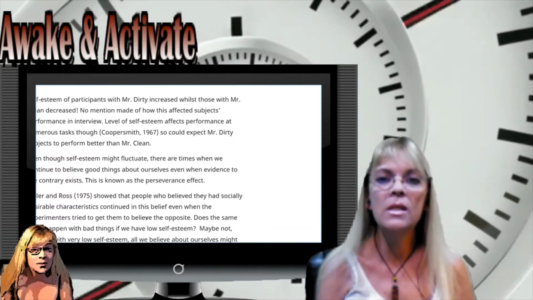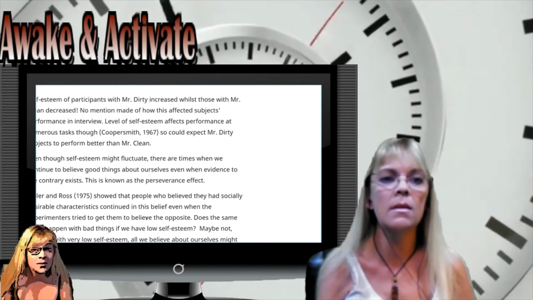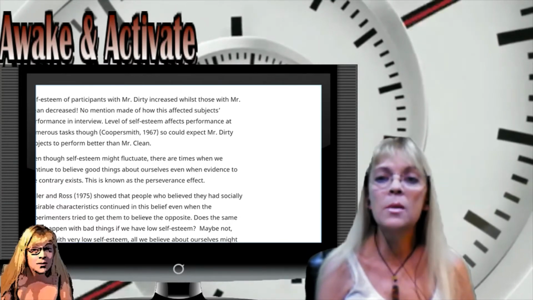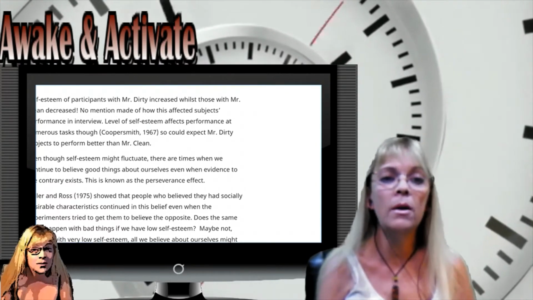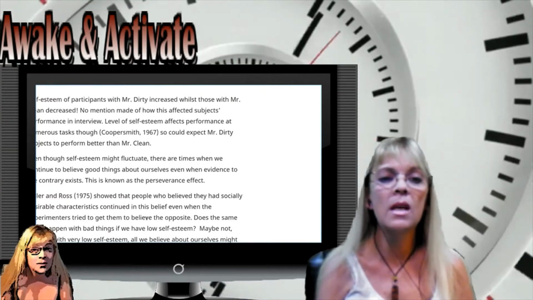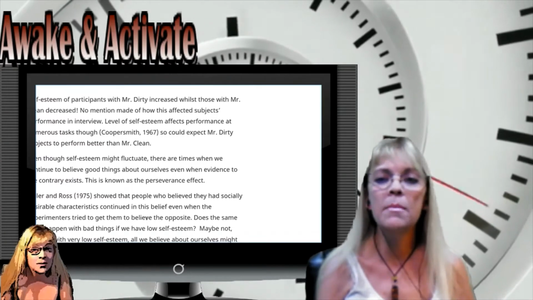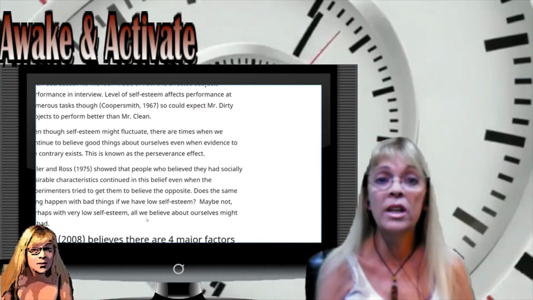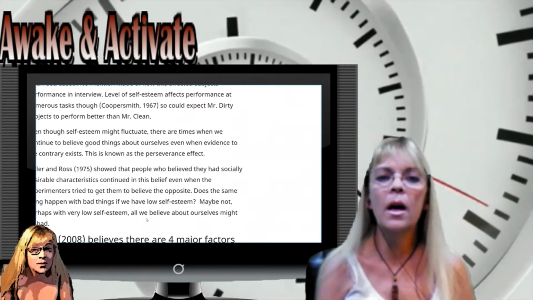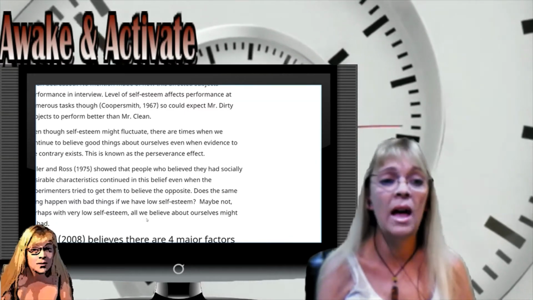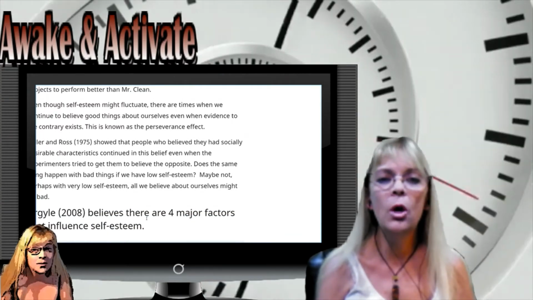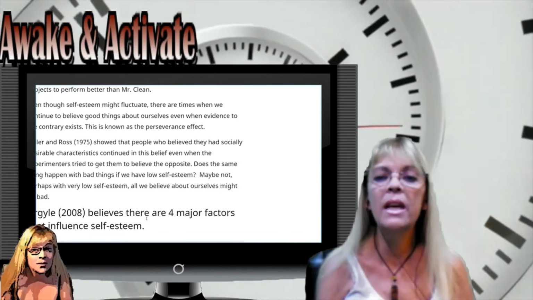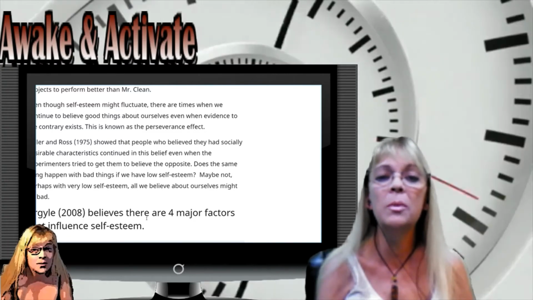Level of self-esteem affects performance at numerous tasks though (Coopersmith, 1967), so could we expect Mr. Dirty subjects to perform better than Mr. Clean? Even though self-esteem might fluctuate, there are times when we continue to believe good things about ourselves even when evidence to the contrary exists. This is known as the perseverance effect. Miller and Ross, 1975, showed that people who believed they had socially desirable characteristics continued in this belief even when the experimenters tried to get them to believe the opposite.